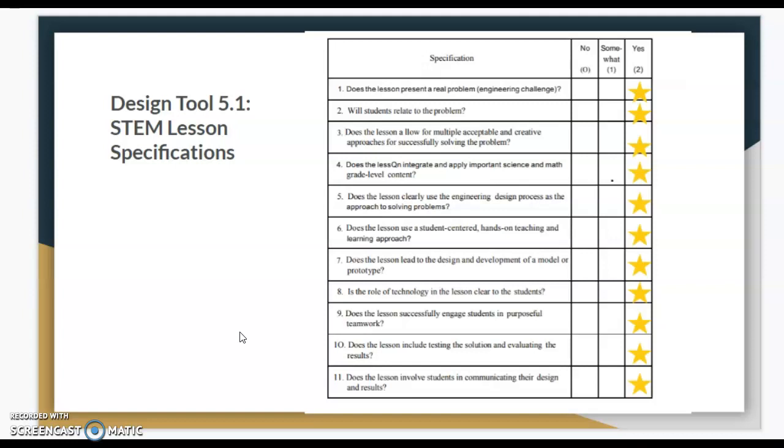And does the lesson involve students in communicating their design and results? Yes, I would have the students at the very end walk around the room like a science fair and give each other feedback and communicate what was successful and helpful and what needed to be tweaked.